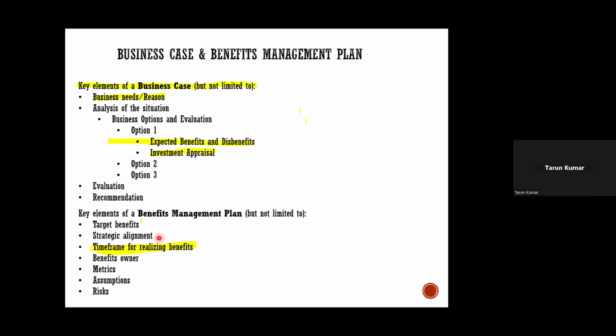Now, similarly, there should be an owner of a benefit. Somebody should be accountable for these benefits. This is called the benefit owner. Metrics means the targets, the KPIs, the quantifiable measures of the benefit, right?